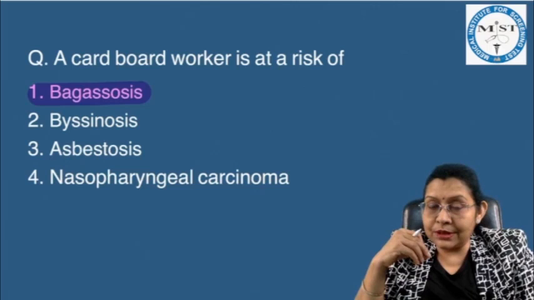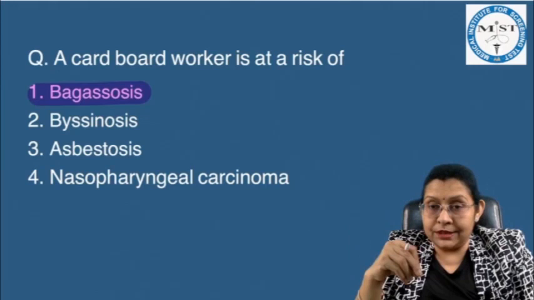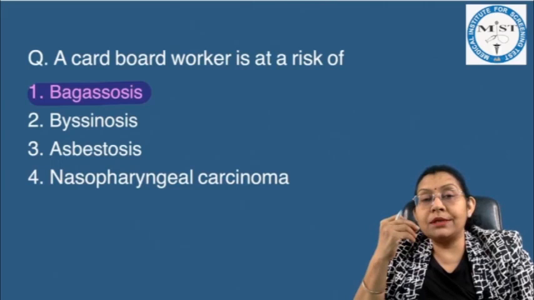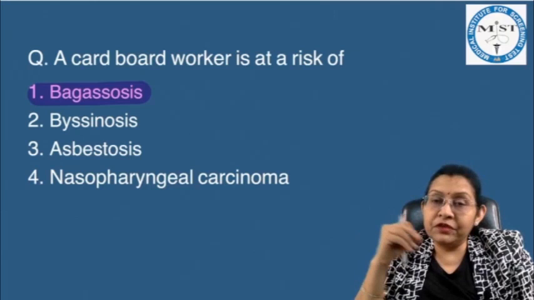Now a few students were saying that the question given was about a cardboard worker who is working in a wood industry for a few years. In that case, the agent causing the manifestation is wood dust, and we know that wood dust can cause nasopharyngeal carcinoma. But still, most of the students were saying that it was only a cardboard worker at risk of which manifestation. The question was asked like that. So the answer to this is bagasosis.